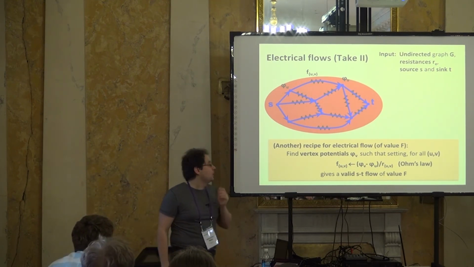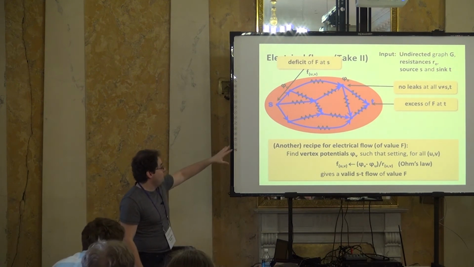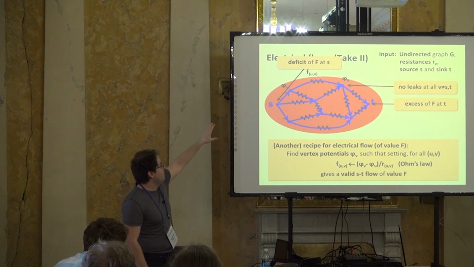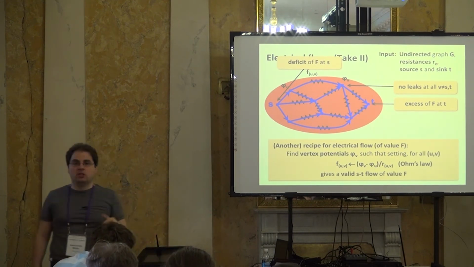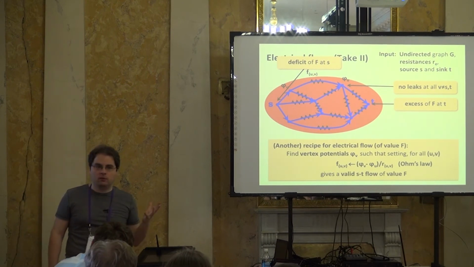Good. A valid ST flow just means that we have no leaks at vertices other than S and T, and you have a deficit of F and excess of F at S and T correspondingly. So that means there's only one flow that you can get. This would be the electrical flow.